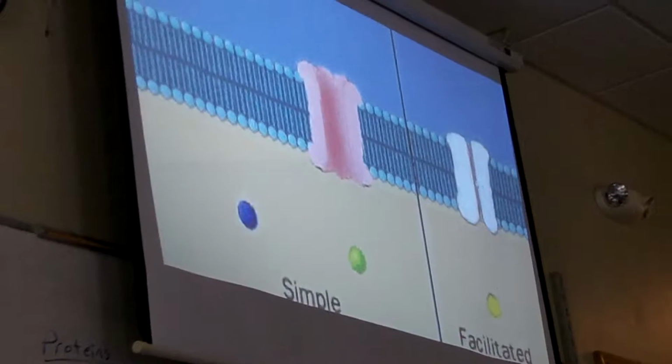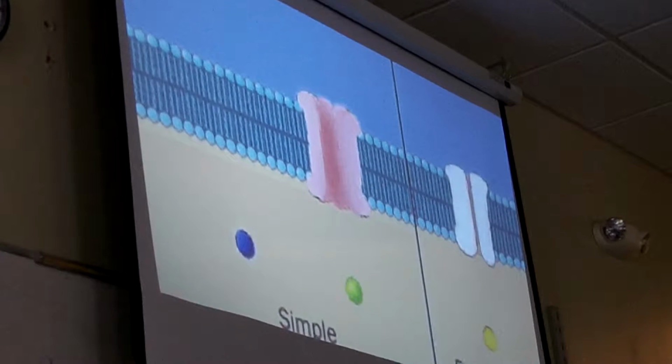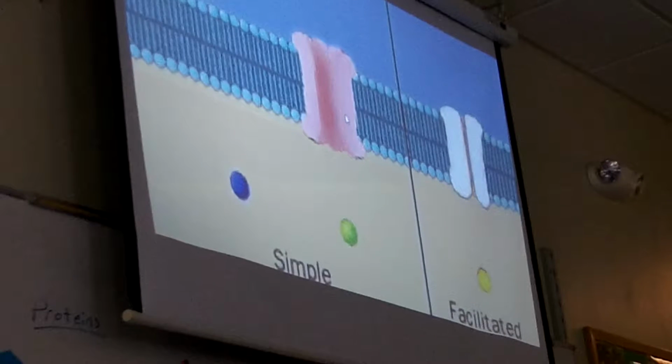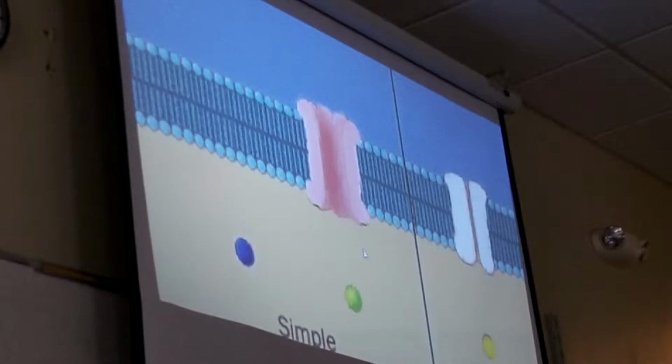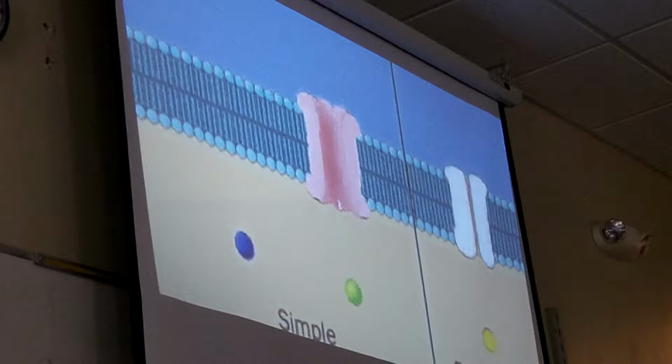How cool is that? See, this protein needed to be used to get the molecule in. That's facilitated diffusion. I thought facilitated diffusion could be the one in the middle. It could be the one in the middle, too. Wait, is there going to be a third one? The guy said there were 3 types. I guess 1, 2, 3 is what he's talking about.